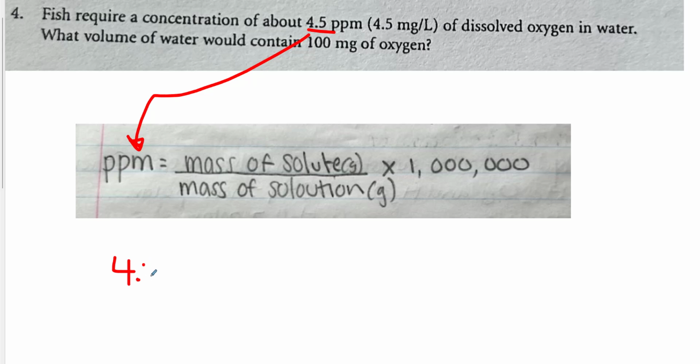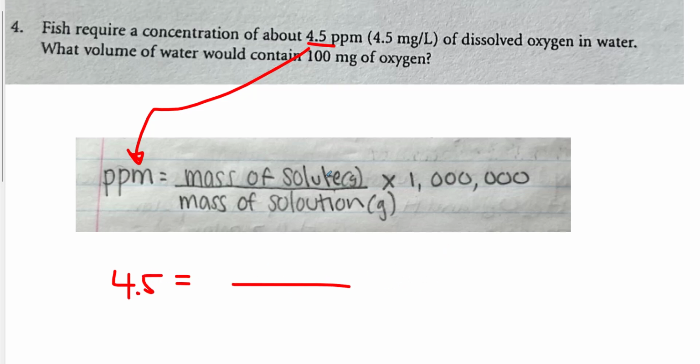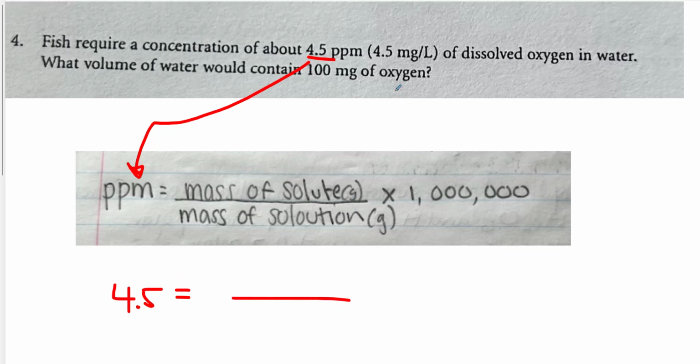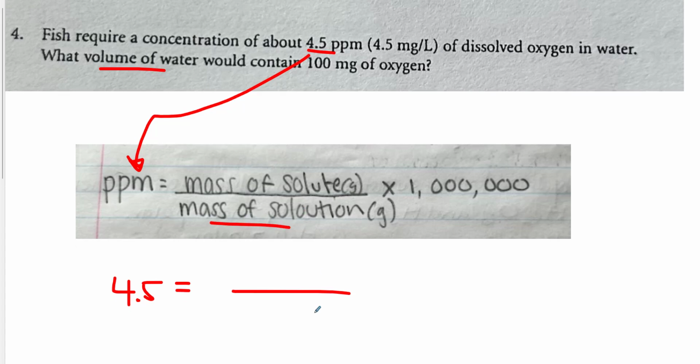So 4.5 is equal to something over something, mass of solid over mass of solution. Now, what's the solid? What's the solution? What volume of water would contain? So I'm guessing volume of water is my solution, right? Water. And then that means 100 milligrams is going to be here. Does that make sense? And this is times a million.